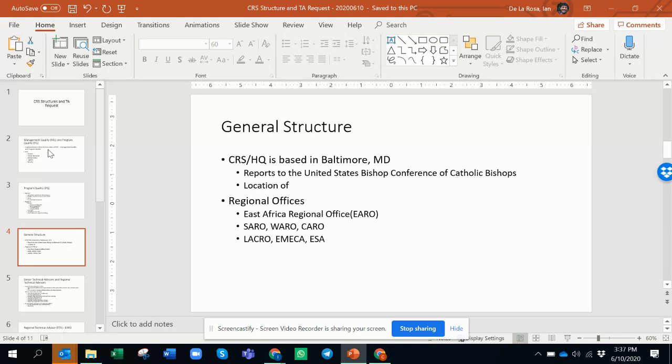We have regional offices, and the one that we report to is EARO, the East Africa Regional Office. But other Africa offices we have are SARO for South Africa, West Africa, and Central Africa. We also have other regions such as LACRO, which is Latin America and the Caribbean, Europe, Middle East, and Central Asia, and East and South Asia. So we've got pretty much the world covered under these different departments.